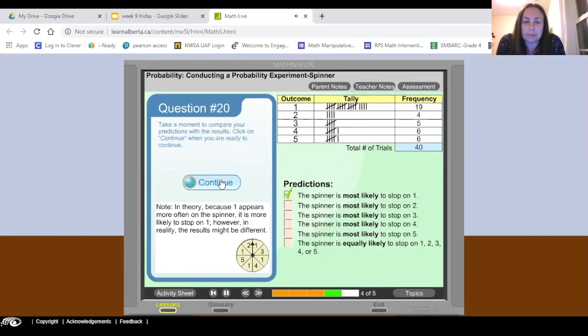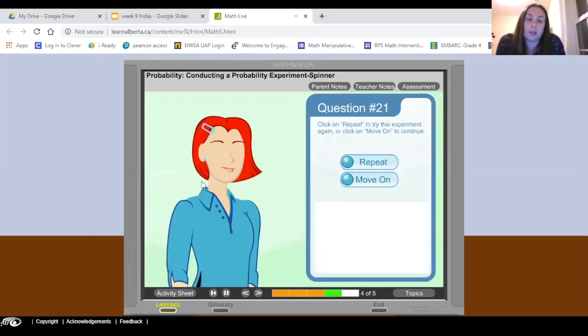Take a moment to compare your predictions with the results. Click on Continue when you are ready to continue. So same thing like the last one, because 1 appears more often on a spinner. In theory, it is more likely to stop on 1. However, in reality, the results might be different. Click on Repeat to try this experiment again, or click on Move On to continue.